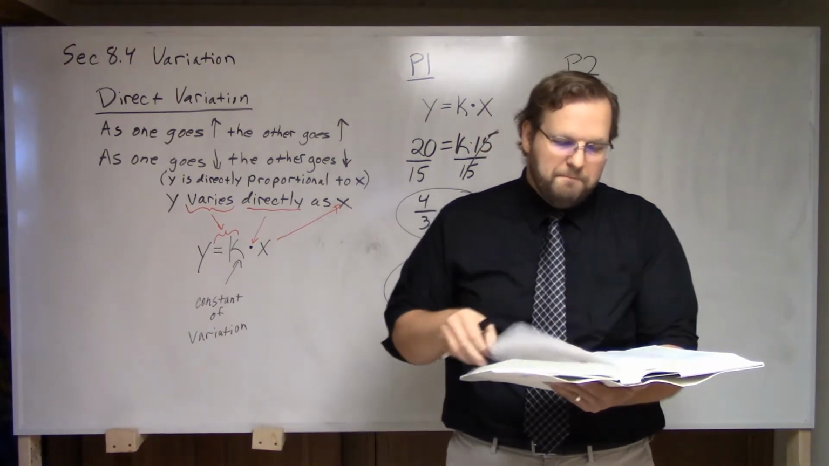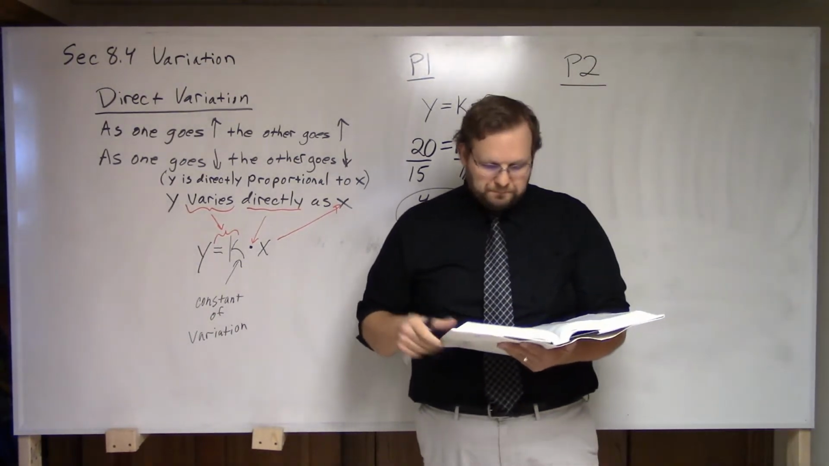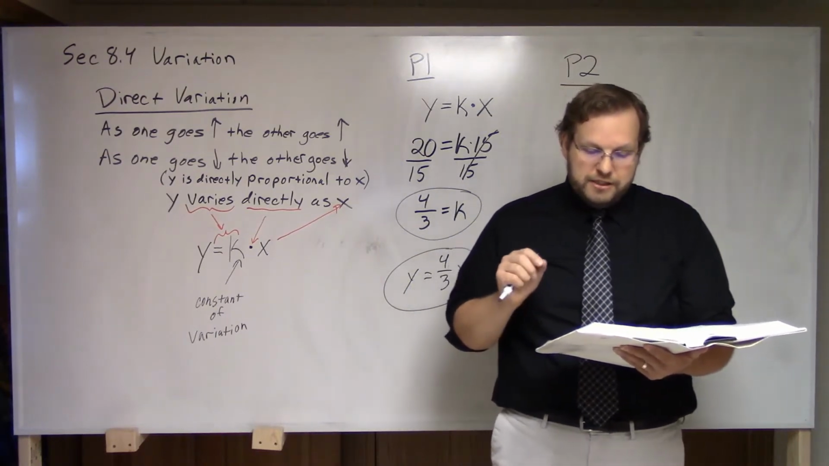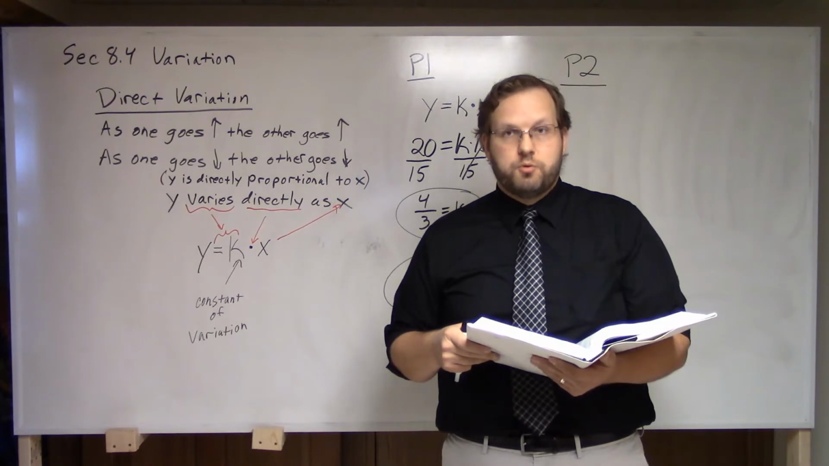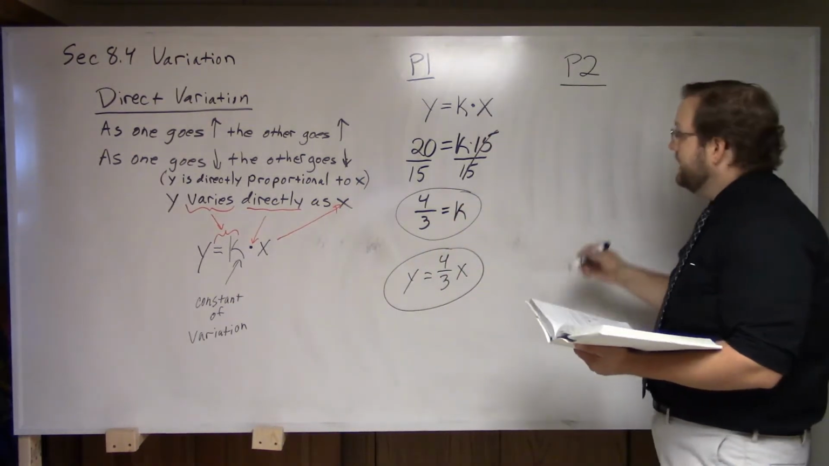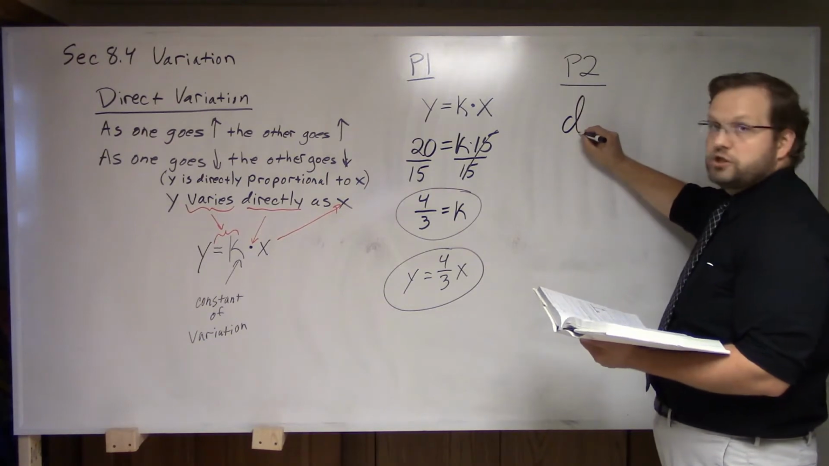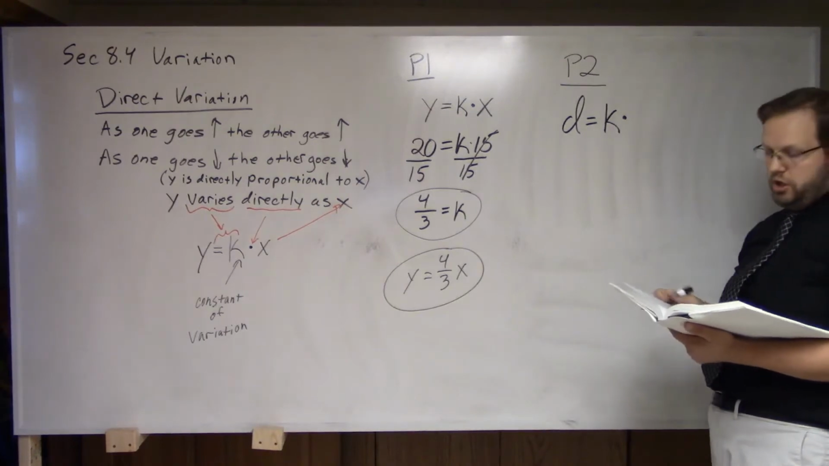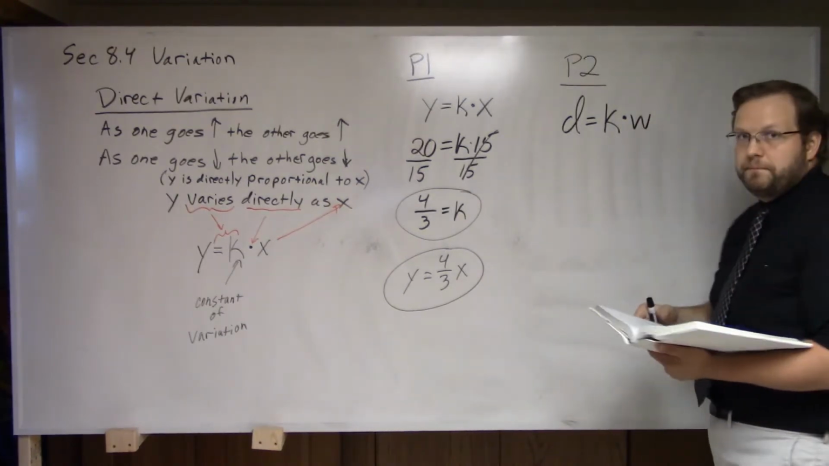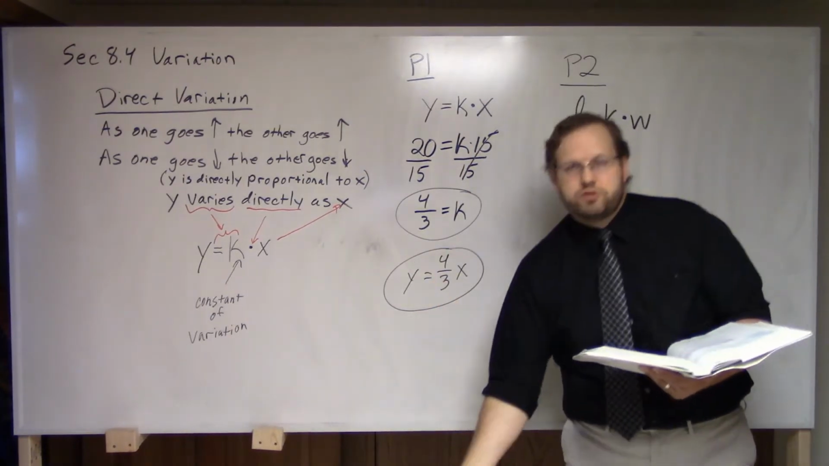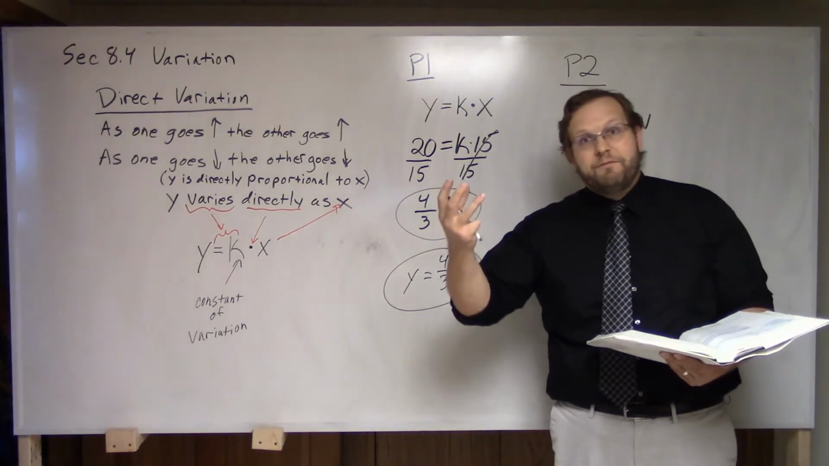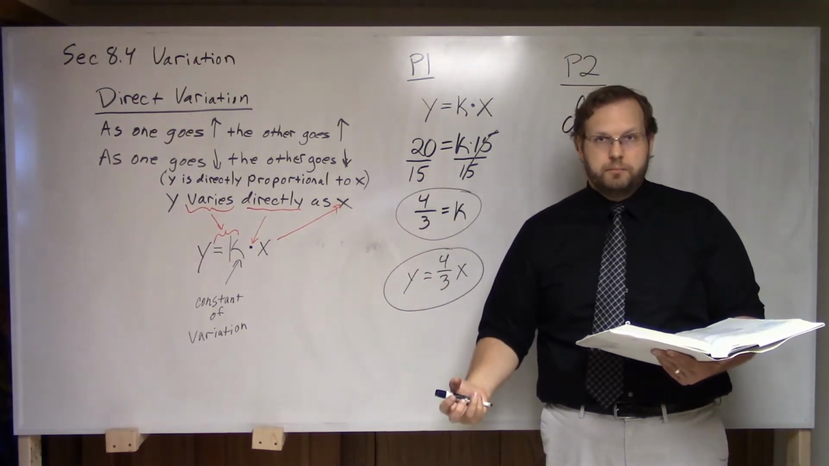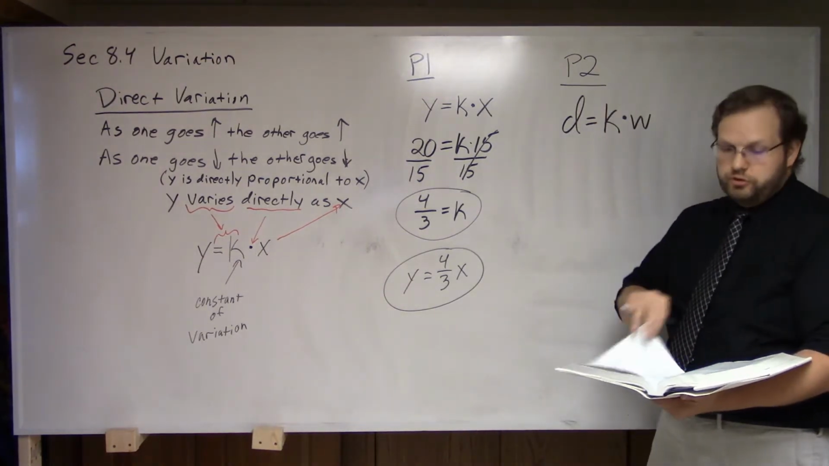So in example 2, it started out, Hooke's law states that the distance a spring stretches is directly proportional to the weight attached to the spring. So again, how would I translate that? It said the distance that it stretches is directly proportional to the weight attached to the spring. So you have a spring and you're attaching a weight and it's stretching it down. It makes sense that if that weight is heavier, the spring stretches more. So as the weight goes up, the stretch goes up.